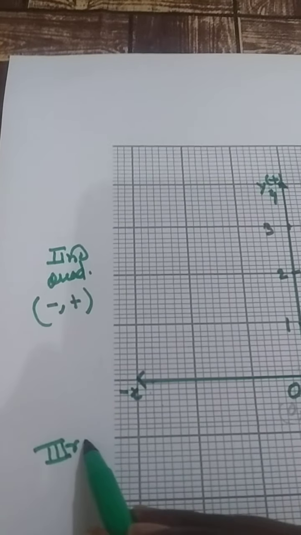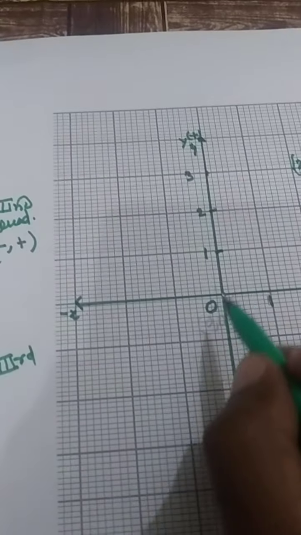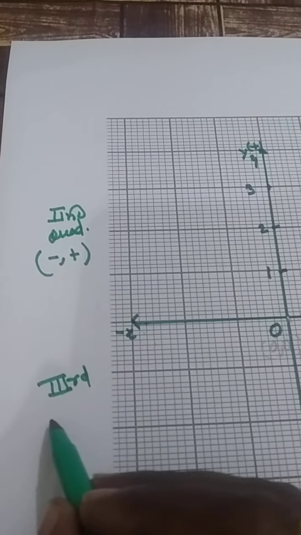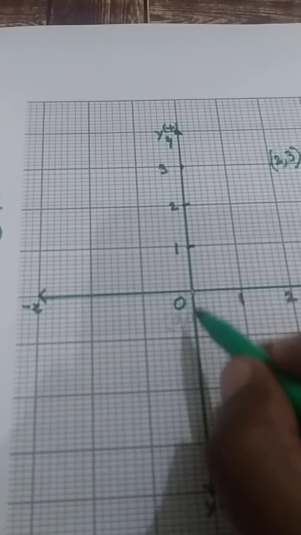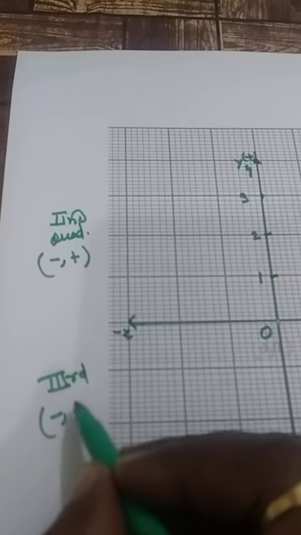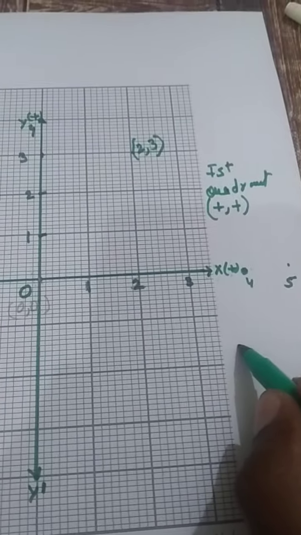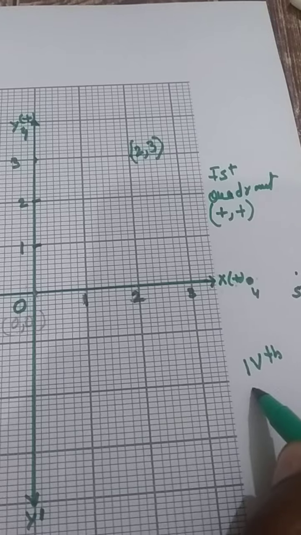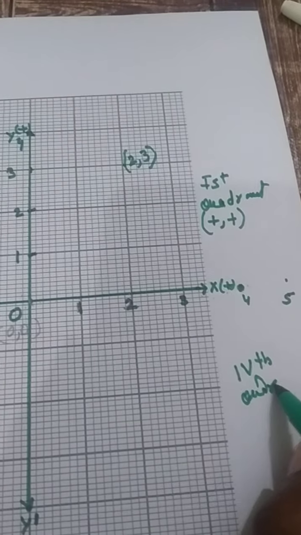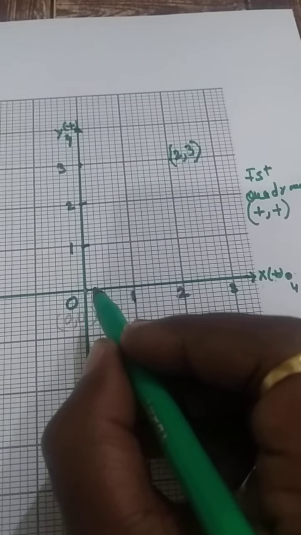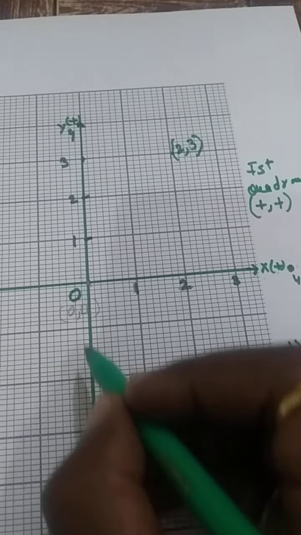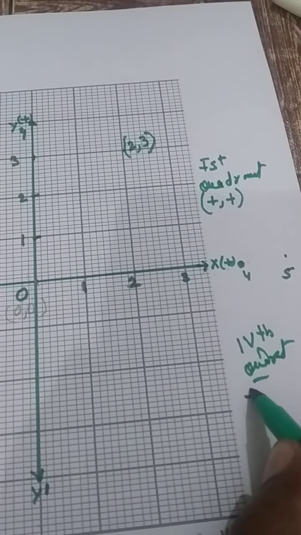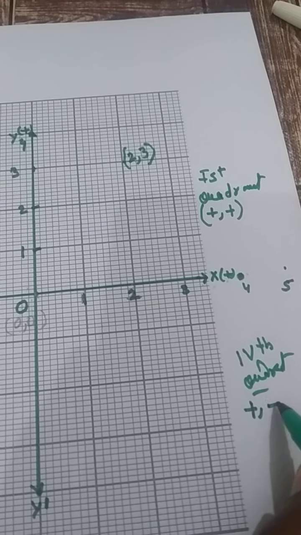For the third quadrant, I am talking about this one. So x is minus and y is also minus, because the y is this one. Okay, and for the fourth quadrant, if you see, this is positive, which means the x coordinate is positive and the y coordinate is negative. So plus comma minus.